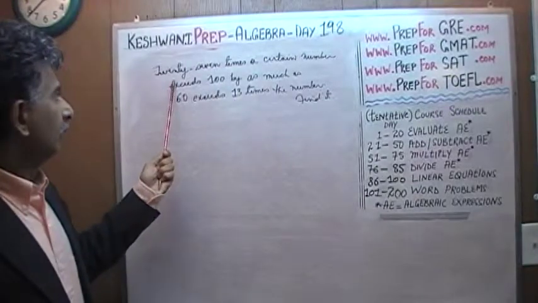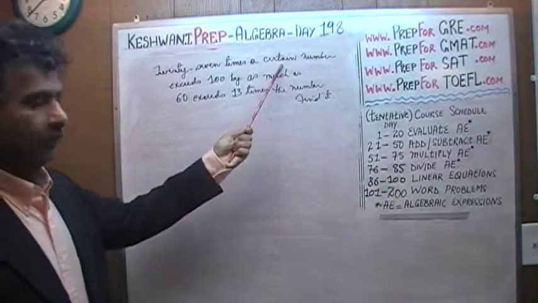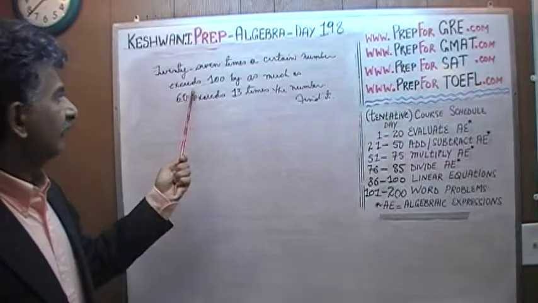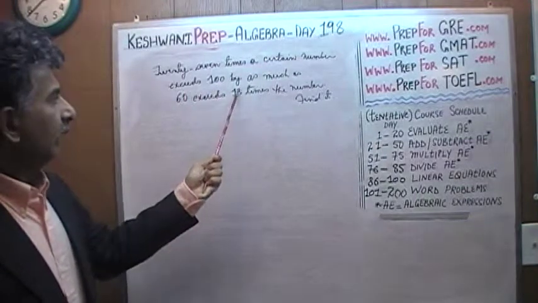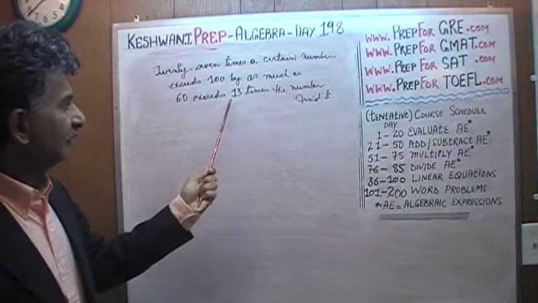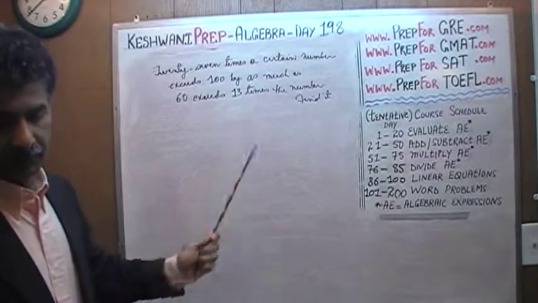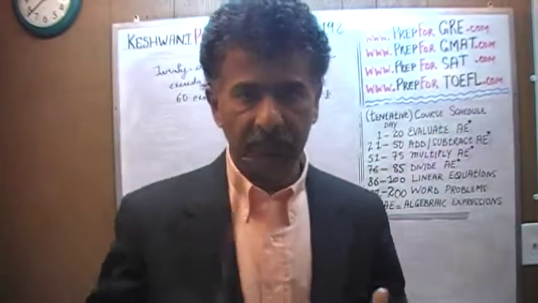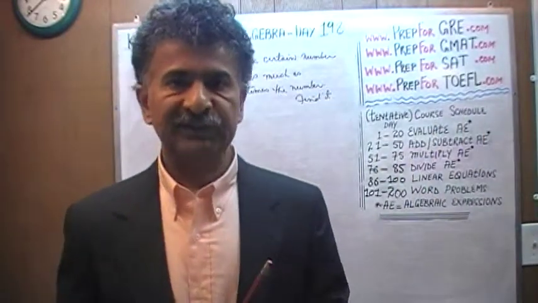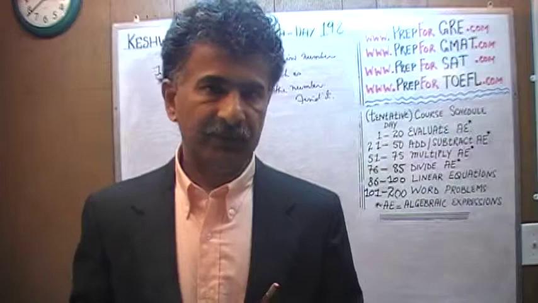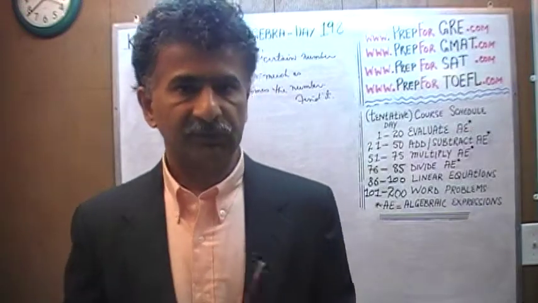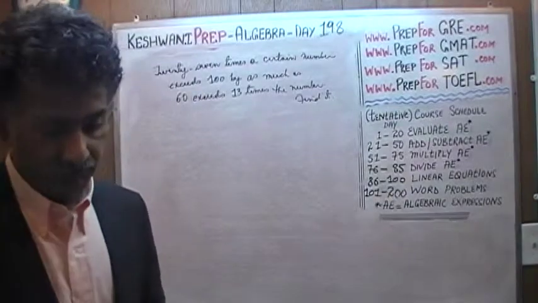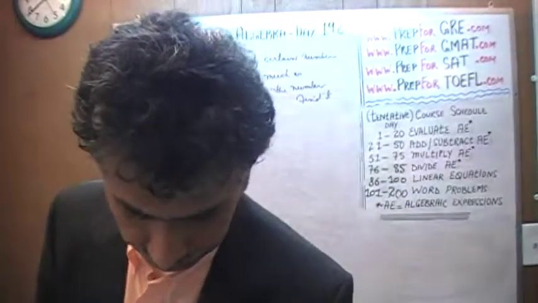It says 27 times a certain number exceeds 100 as much as 60 exceeds 13 times the number. When you multiply 27 times that number, it exceeds 100 by as much as 60 exceeds 13 times the number. The question simply is, what is that number? Let's do it together, okay?